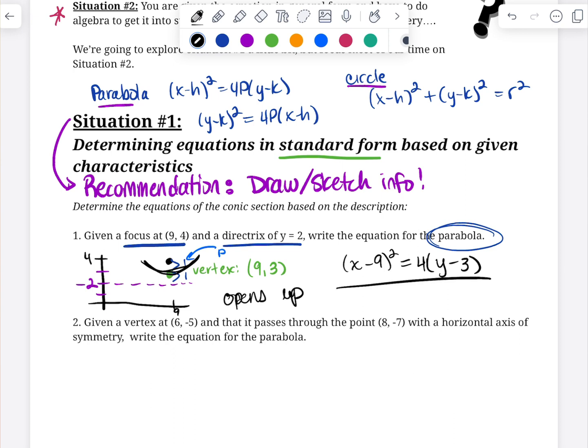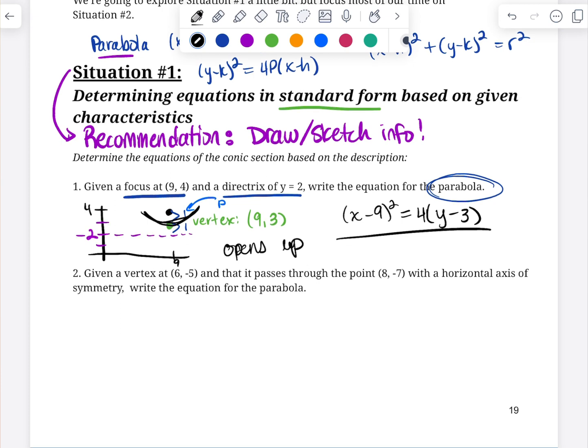So that's your answer. All right, second scenario, we've got a vertex at (6, -5). So that's our vertex. And then we have our second point at (8, -7). All right, (8, -7). Now this is just a random point, okay?